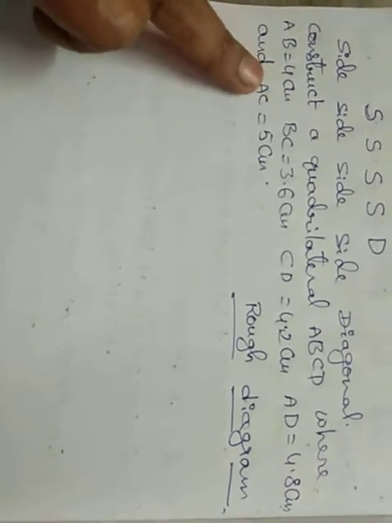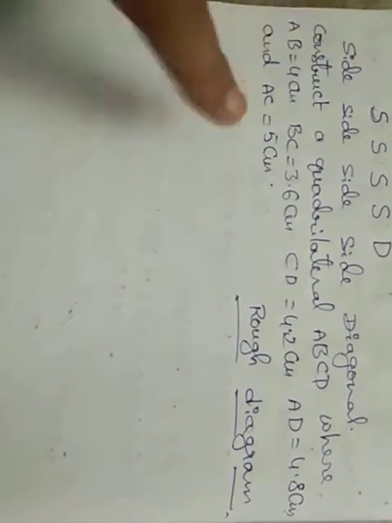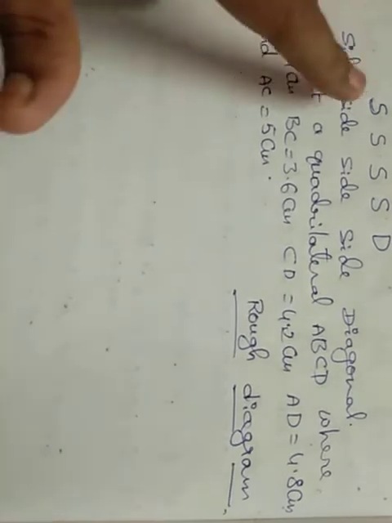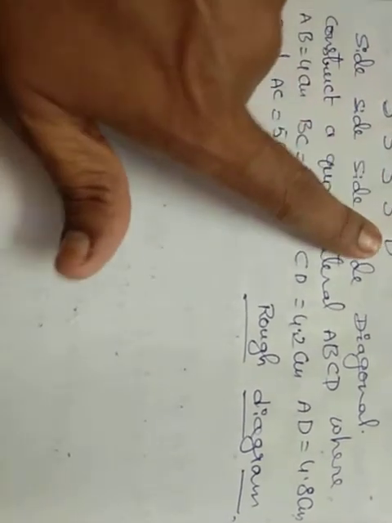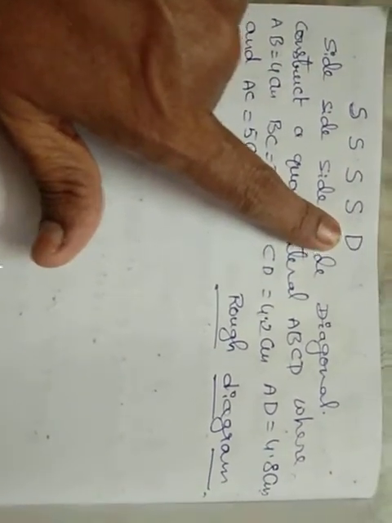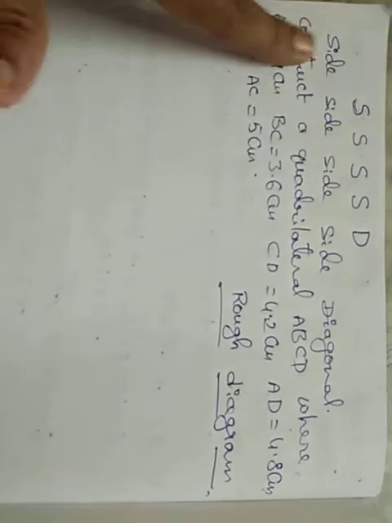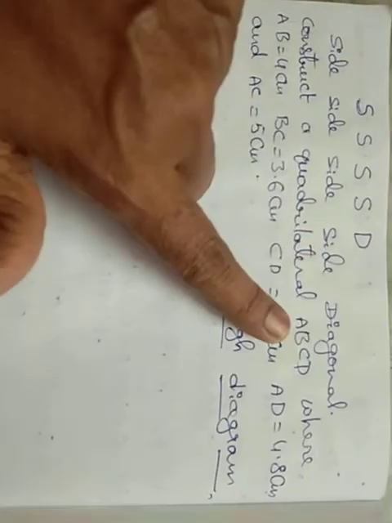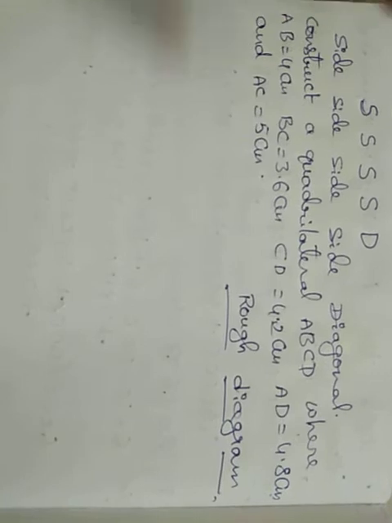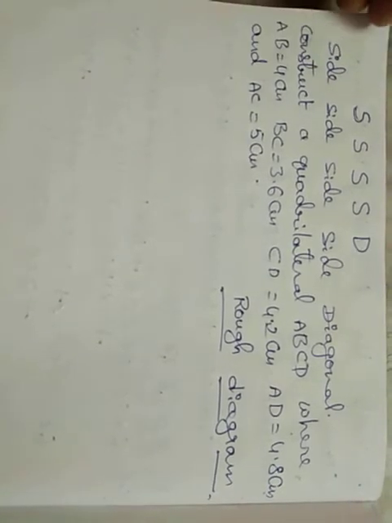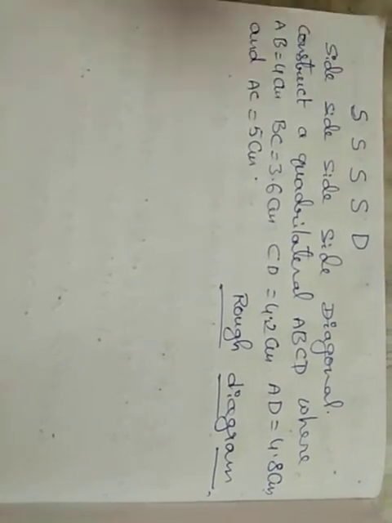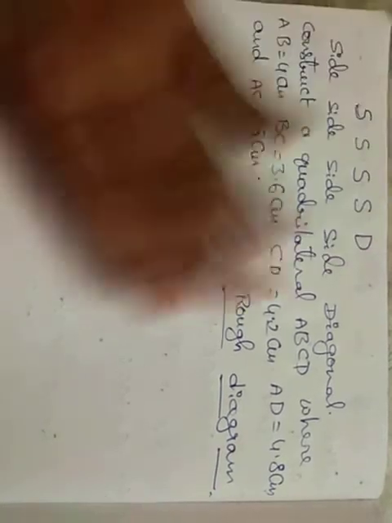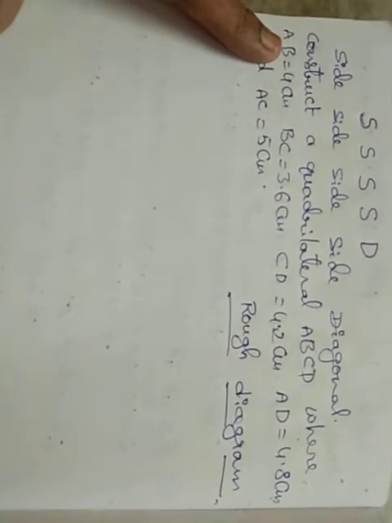So our second model of construction of quadrilateral is SSSSD, side diagonal. That means we need 5 measurements to construct a quadrilateral. Here they gave the 5 measurements as 4 sides and 1 diagonal. So this is one example for this one.